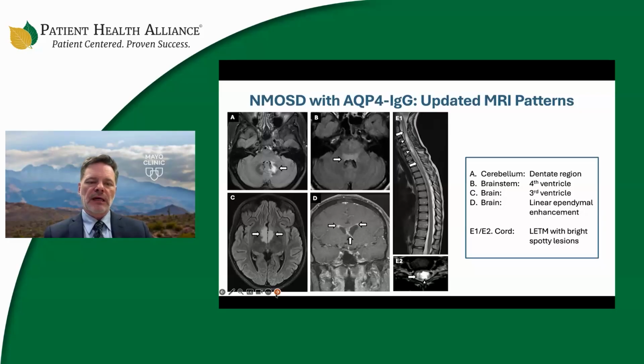The three arrows in panel D outline what's called linear ependymal enhancement on a coronal cerebral enhanced MRI, quite typical for seropositive disease. And the two panels E1 and E2 show sagittal and axial imaging, respectively, outlining so-called bright spotty lesions in the spinal cord. So these are often foci of very bright T2 signals within a longitudinally extensive transverse myelitis lesion.